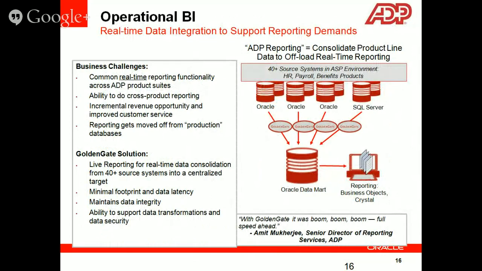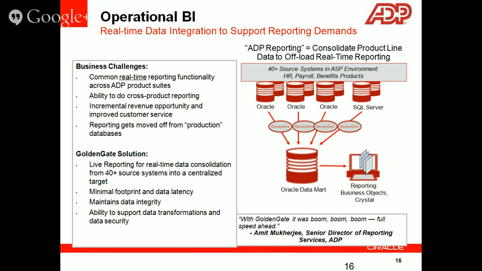So you can see here is an example of ADP company. Real-time data integration to support reporting demands. So business challenges: common real-time reporting functionality across ADP product suites, and ability to do cross-product reporting, incremental revenue opportunity, and improved customer service. And reporting gets moved off from the production database. So GoldenGate has provided a big solution here.